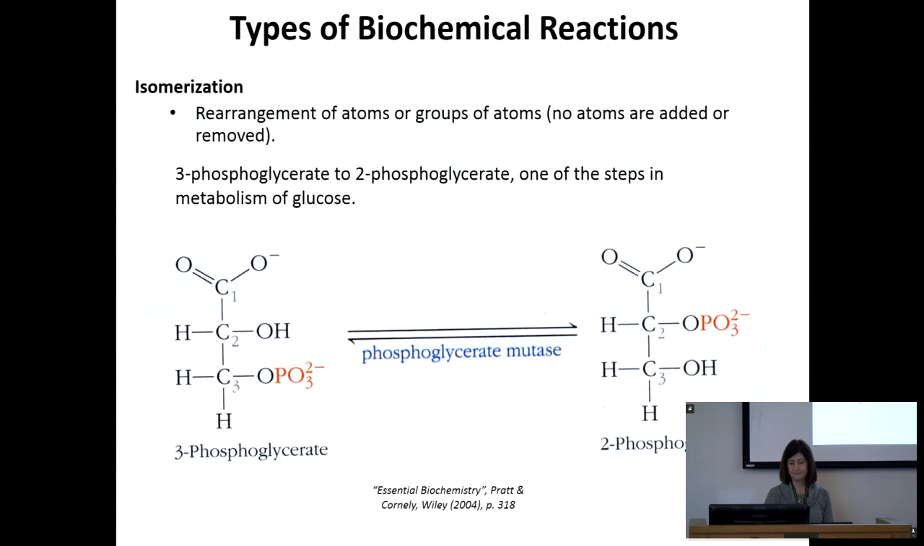Isomerization is pretty straightforward. We're just moving atoms around. There's no net gain or no net loss. We're just moving things around. Now, when an enzyme, in this case phosphoglycerate mutase, is involved, we are usually seeing an intermediate step where something is taken away and then later something is added. So overall, it's just an isomerization reaction, but when you use an enzyme to accomplish this, there is usually an intermediate step where you're taking something away and then adding something later on.